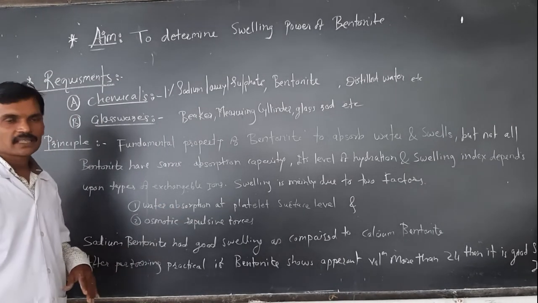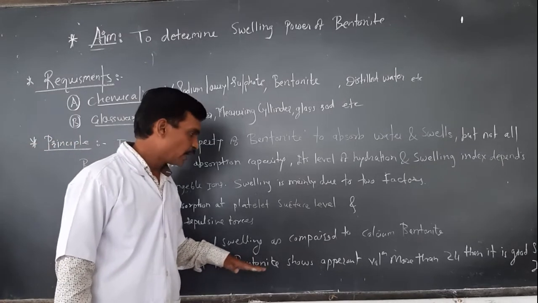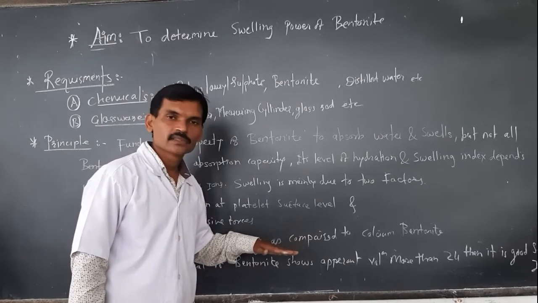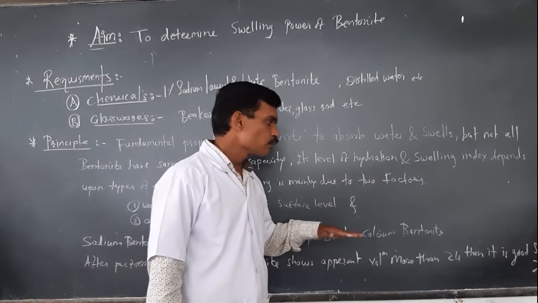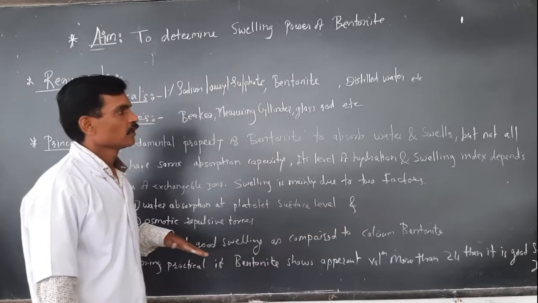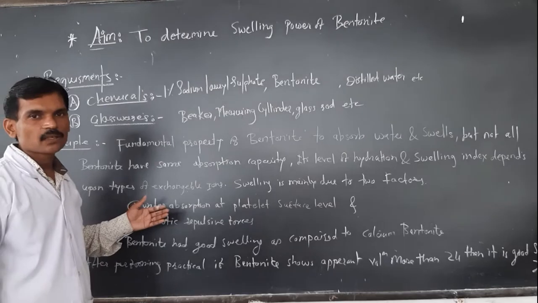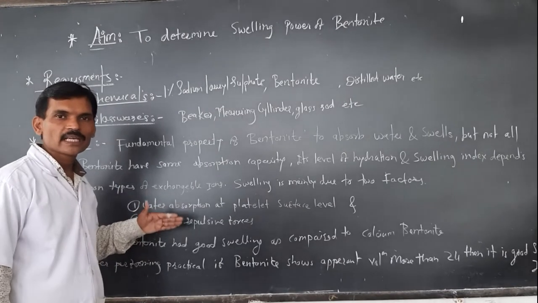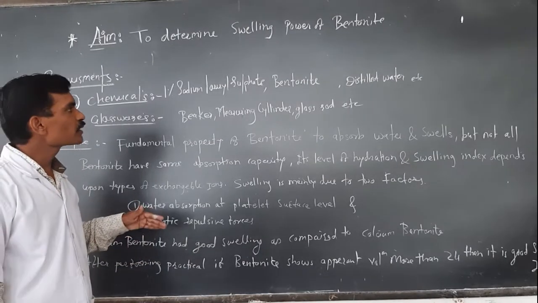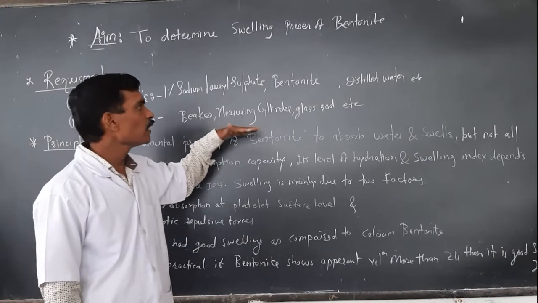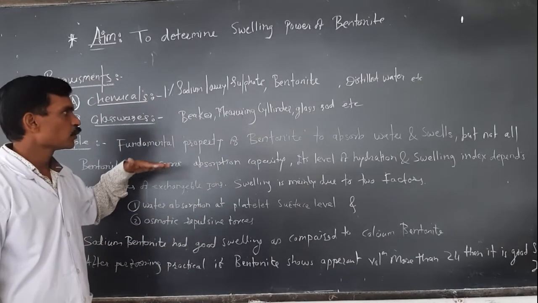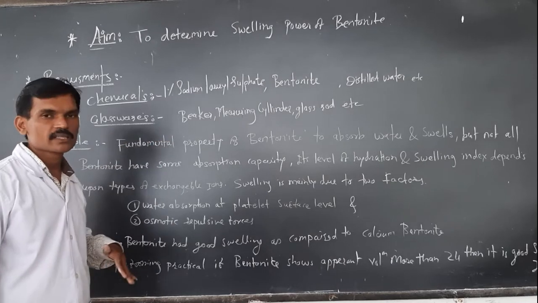After performing the practical, if the bentonite shows good apparent volume, that is more than 24, then it is a good swelling index. Now, how can we perform this practical? We have to take 2 gram of bentonite divided into 20 portions, and we have to take 1% sodium lauryl sulfate in the 100 ml measuring cylinder. We have to take totally 100 ml of 1% sodium lauryl sulfate.